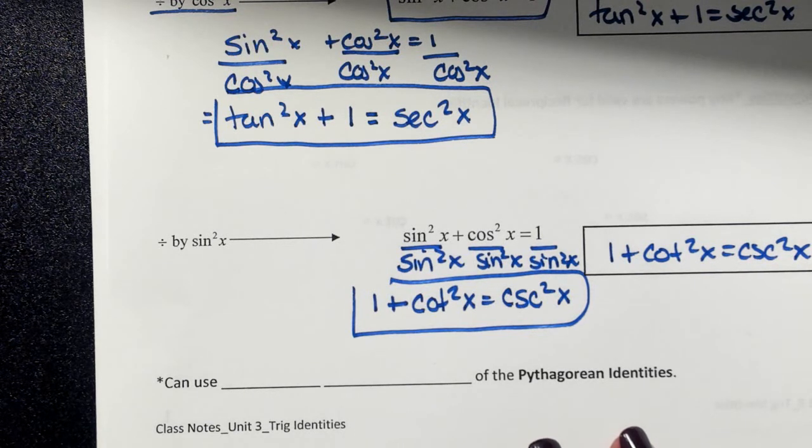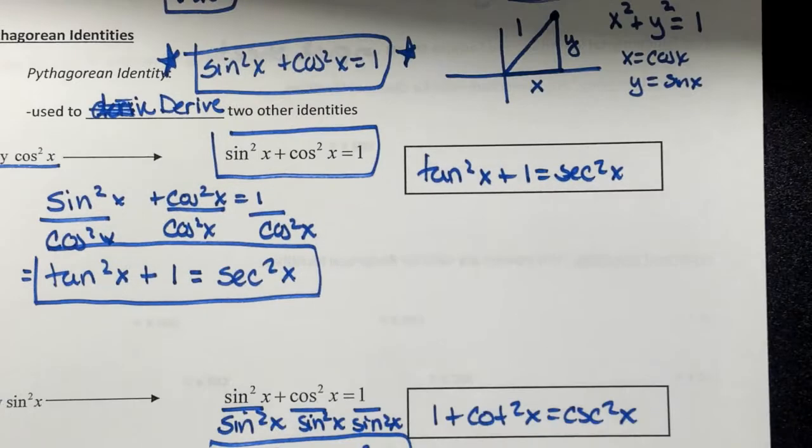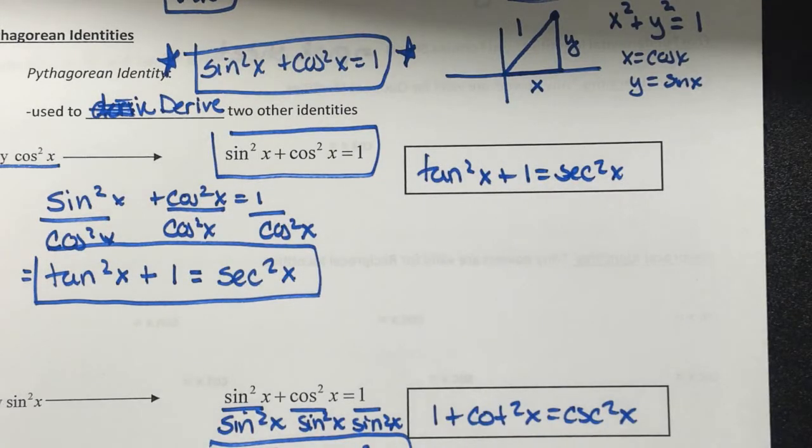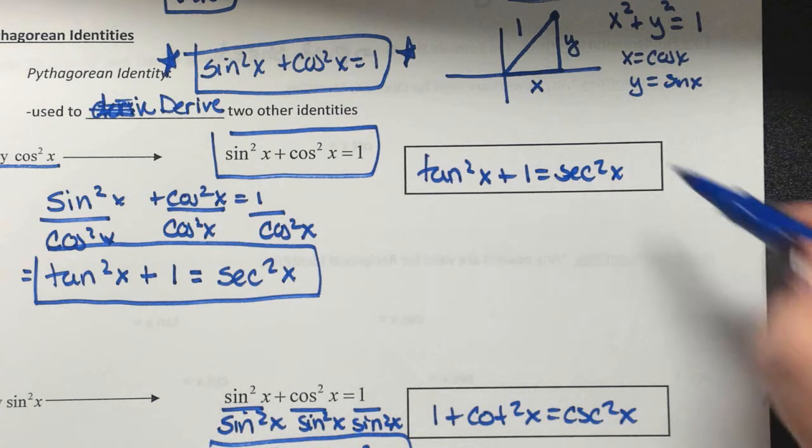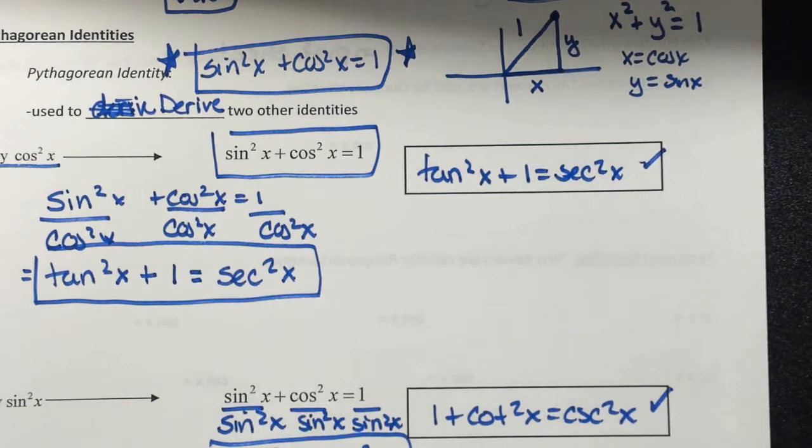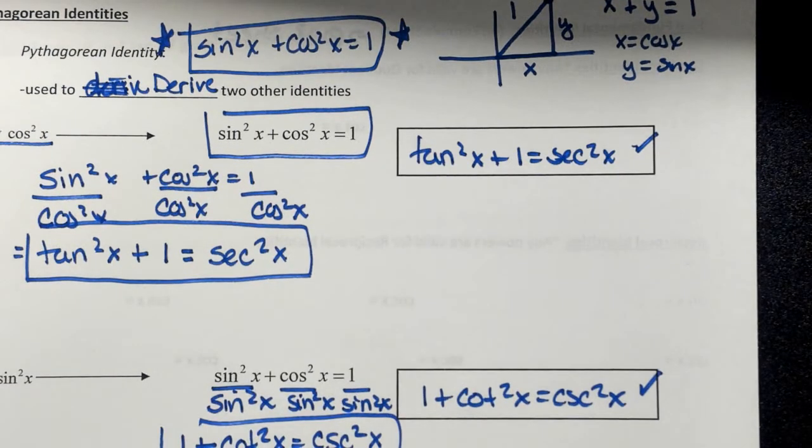Either way, most of you by the end of this unit are going to know sine squared plus cosine squared equals 1. It's going to be second nature to you. Some of you will have these memorized, so you won't need to worry about it. Some of you may forget what these other versions are, so I'm showing you that you can always get the other versions by dividing everything by cosine squared or dividing everything by sine squared. So if you ever forget them, you know how to come up with them.